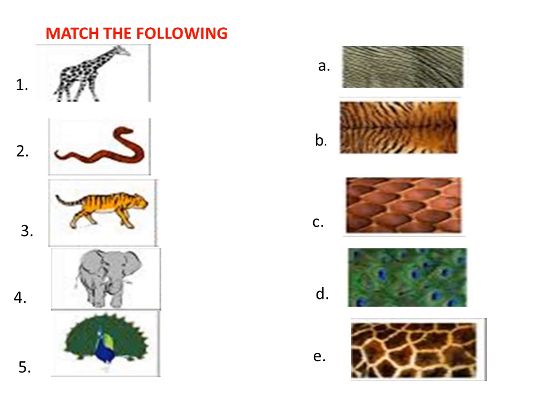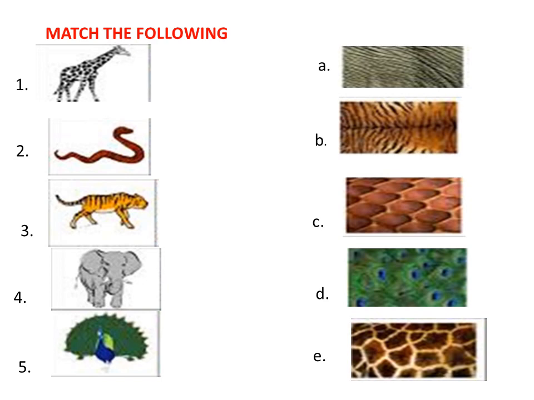Now, the next we have is match the following. Look at the pictures of the animals given below. You have to match these animals with their skin patterns. The first one is giraffe and the right match for giraffe is E. Second is a snake with C, third is tiger with B, fourth is elephant and the right match is A, and fifth is peacock and the feathers, the right match is D.